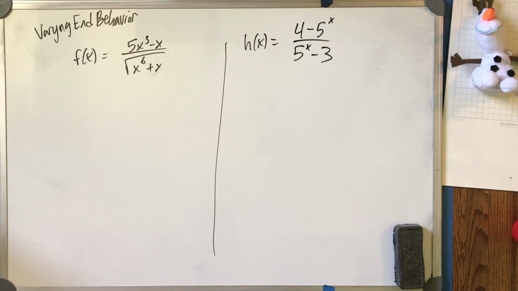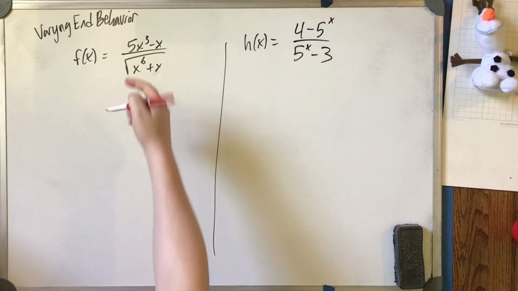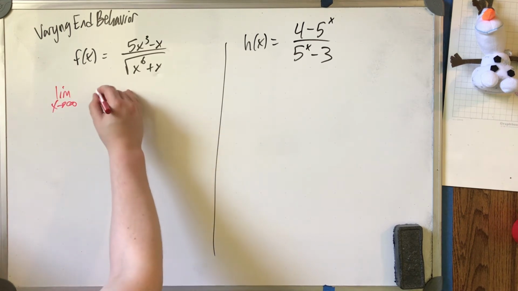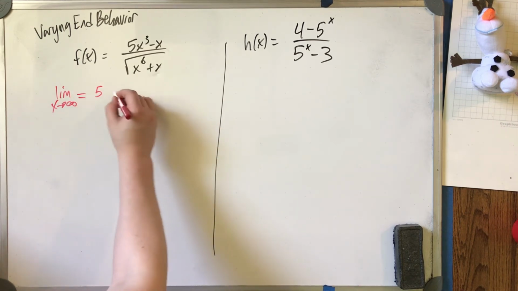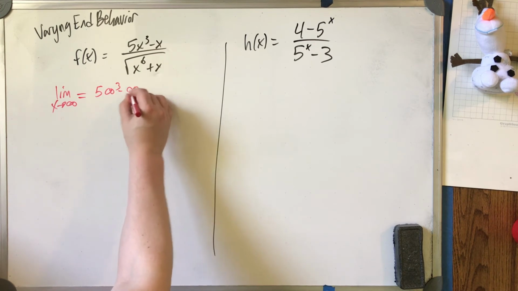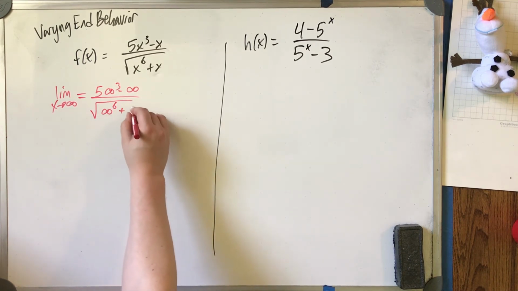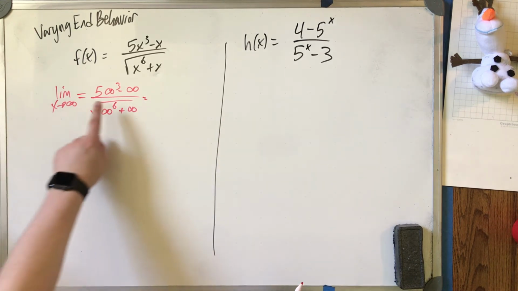All right, for these ones, we can see the title is varying end behavior. So that means we're probably going to get different answers when we plug in positive infinity versus negative infinity. So let's start off here. If we do the limit as x approaches positive infinity, we'll get 5 infinity to the third minus infinity over the square root of infinity to the sixth plus infinity. So we've got to try to simplify this stuff down.